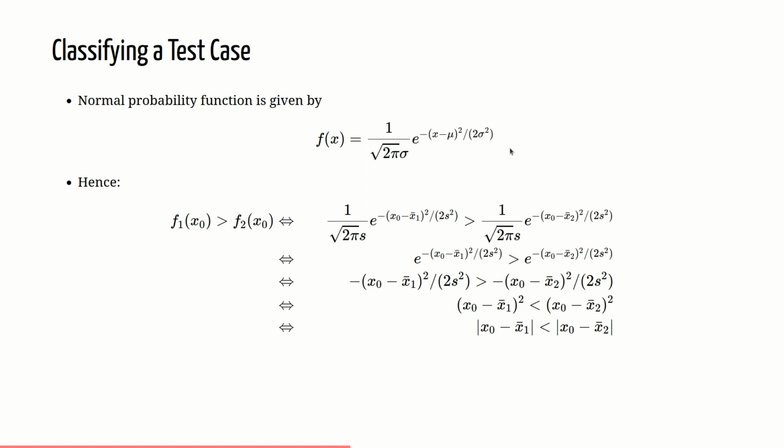So the formula for the normal distribution of a single variable is this here. We have 1 on root 2 pi sigma, times the exponential of minus (x minus mu) squared over 2 sigma squared.